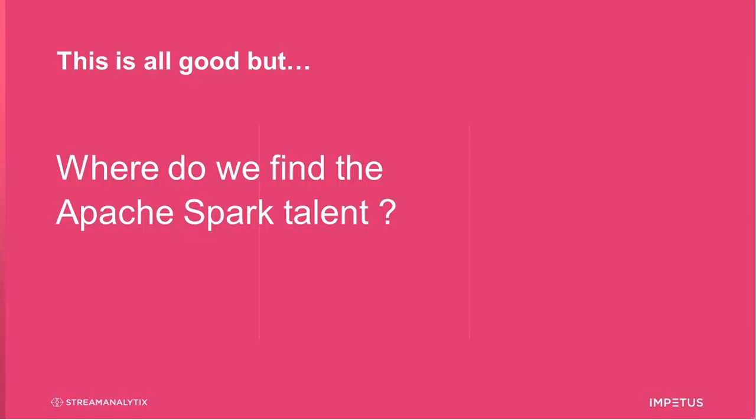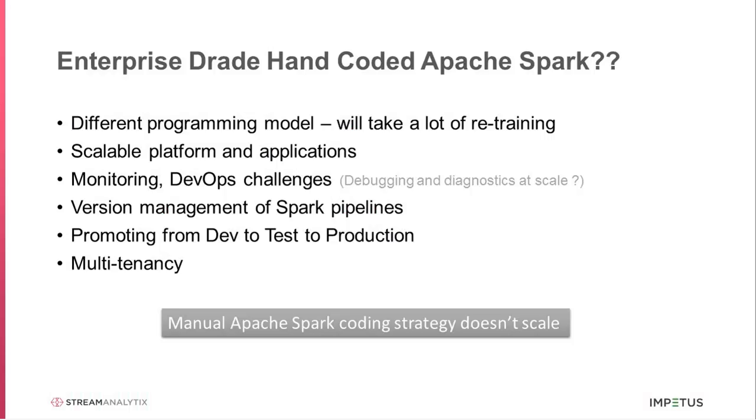That's a typo right there. It's enterprise grade. Sorry for the typo in that title there. It's enterprise grade hand-coded Apache Spark. It's obviously a sarcastic question there because it's really hard to do enterprise grade hand-coded Apache Spark because it's a different programming model.